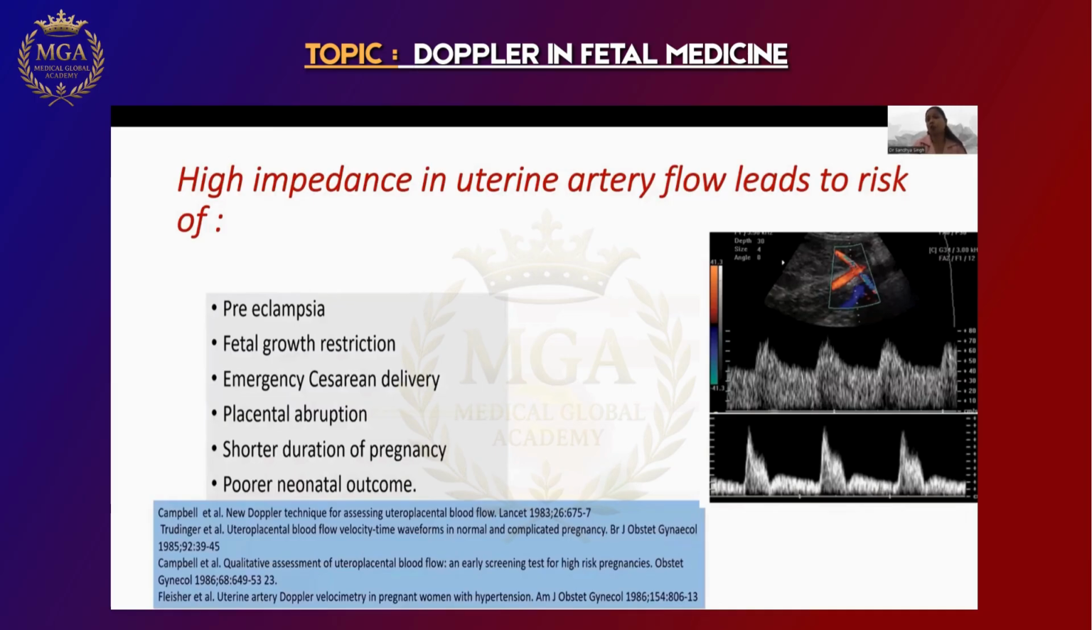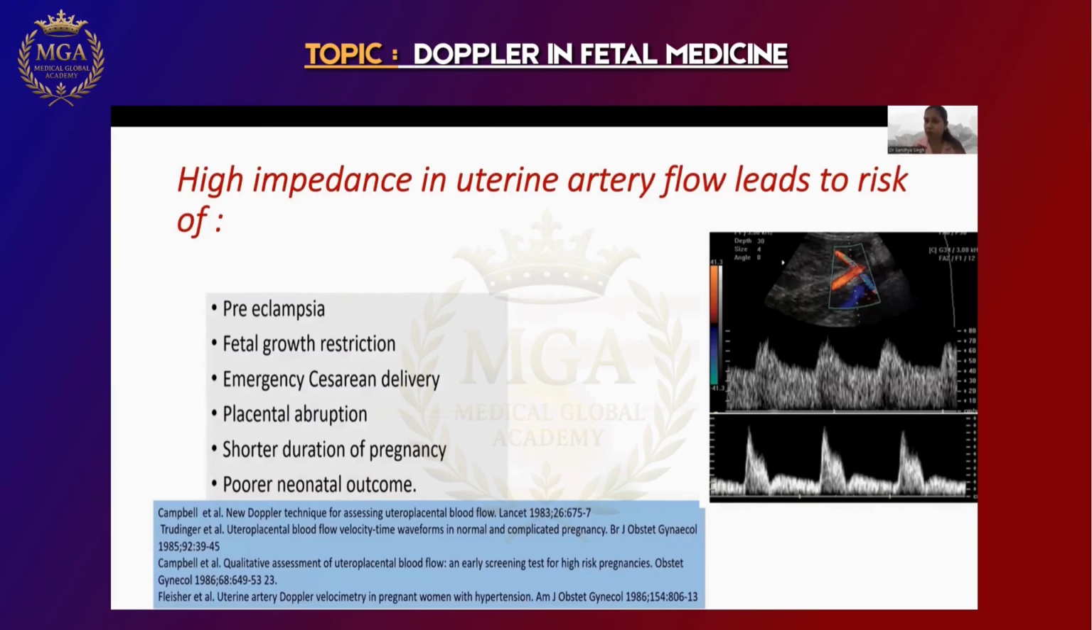If uterine artery flow is reduced, means the PI is high, resistance is high, then what will happen? Obviously, there will be growth restrictions, there can be hypertensive disorders, there can be abruption, all the complications can happen because of placental dysfunction. But make sure that you have measured it correctly and you know how to measure. So I hope everybody is clear.